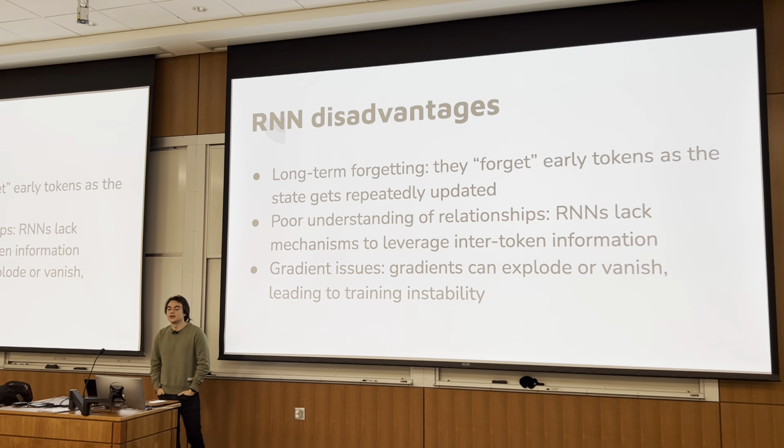It also has gradient issues. These gradients, when you're training this network, can grow really, really big, or they can vanish to almost zero. And that makes training RNNs really unstable sometimes.